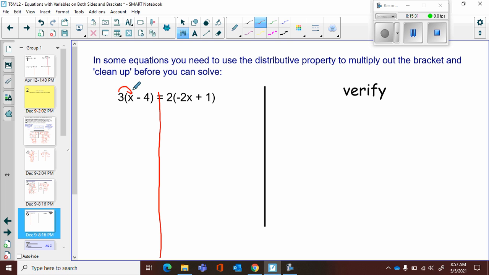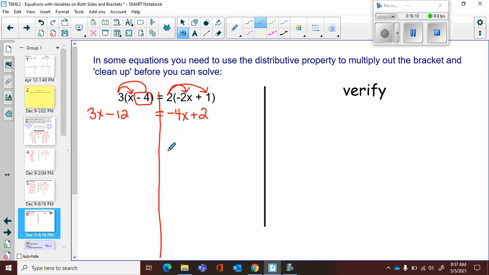3 times x is 3x. And then 3 times a -4. Remember, we have to include that sign in front of the constant. So 3 times a -4 is -12. Okay, so that's what we have on one side of my equation. 2 times a -2x is a -4x. And 2 times a +1 is a +2.